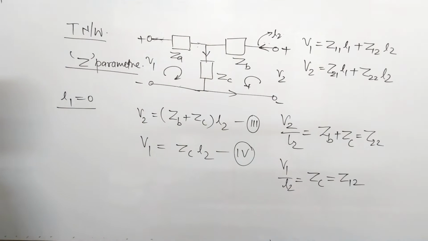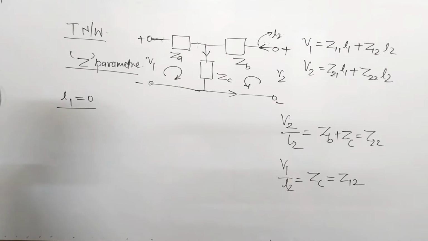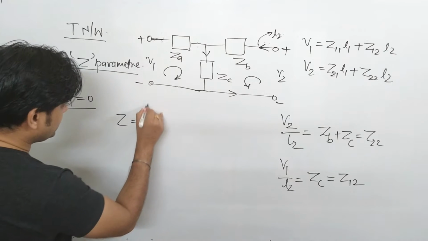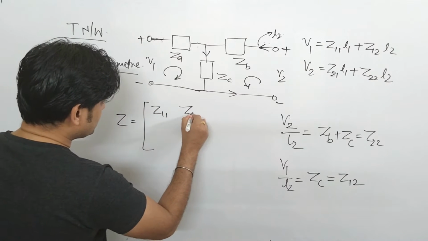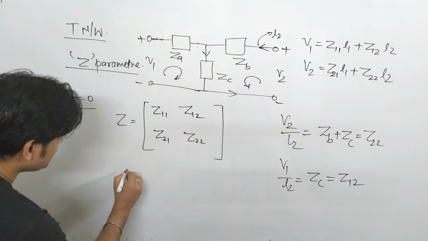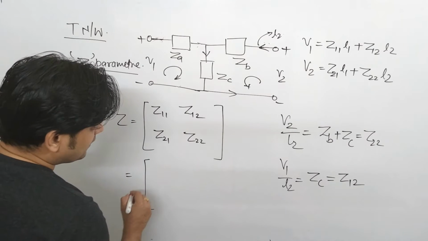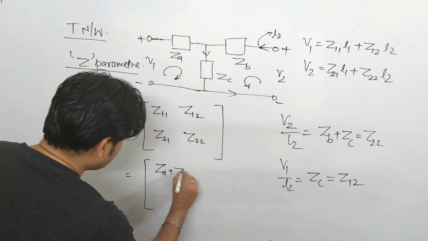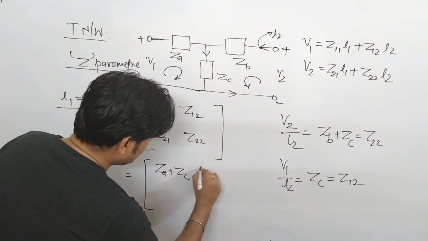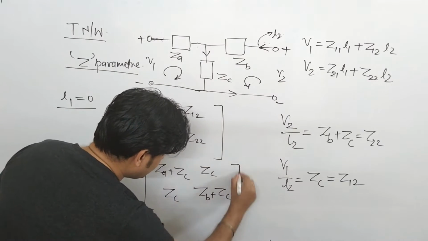So in this fashion you have found Z11, Z21, Z12 and Z22. Now if I write this equation in the form of Z matrix, Z comes to be in the form of Z11, Z12, Z21, Z22. The value of Z11 comes to be what? It is ZA plus ZC. Z12 we have found as ZC. And Z22 is ZB plus ZC.